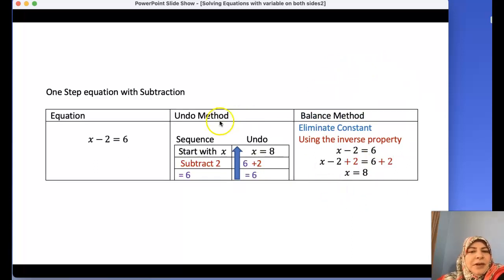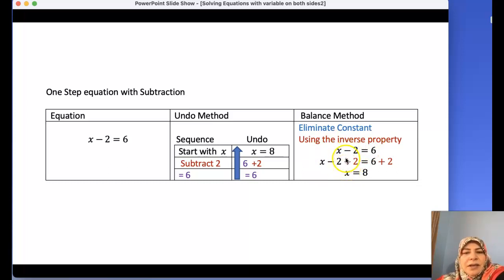Now, what happens if it's subtraction? Again, same story. Start with x, subtract 2, the answer is 6. Go backward. I start with 6, this time you add 2. Same thing here. Again, I have a constant, which is negative 2. I want to get x by itself. Minus means a negative number. So how do I eliminate negative 2? I'm going to add 2.